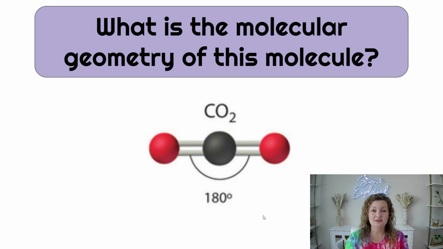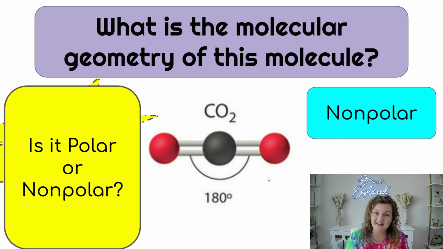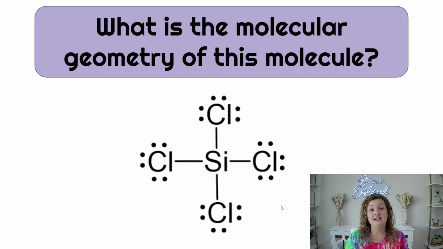All right, try this one out. Okay, and that one is linear. So is it polar or nonpolar? And you probably got this one right. It is nonpolar, making that 180 degree angle. Okay, now we're looking at a Lewis dot structure example instead of just the shape of a molecule. Can you get this one right?